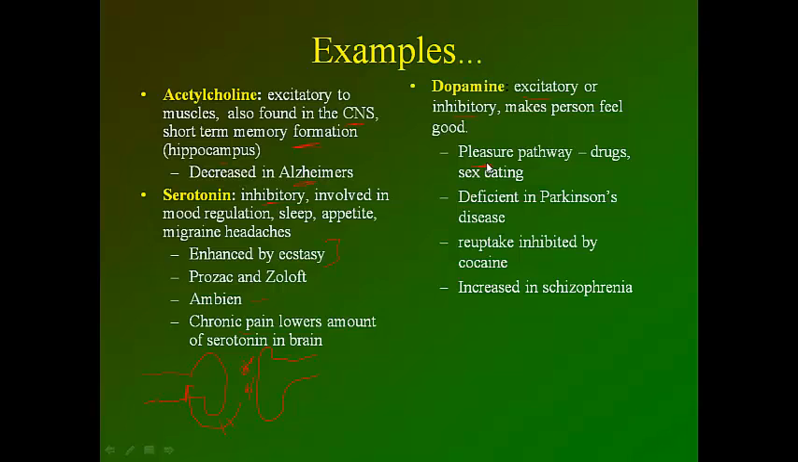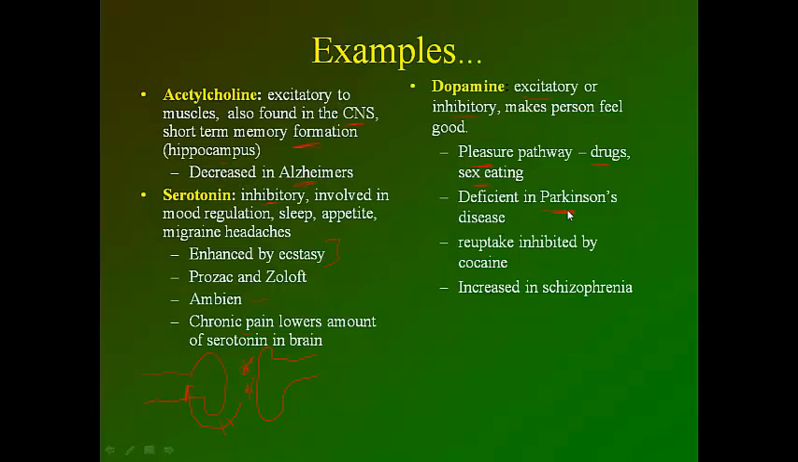It could be doing something you enjoy, eating something you enjoy. It can also be involved with drugs, illegal and legal. Sex can increase dopamine, eating can increase dopamine and stimulate this pleasure pathway. So when people become addicted to drugs, this pleasure pathway is being stimulated by those drugs. And when they try to come off the drug, that ability to feel good is negated.